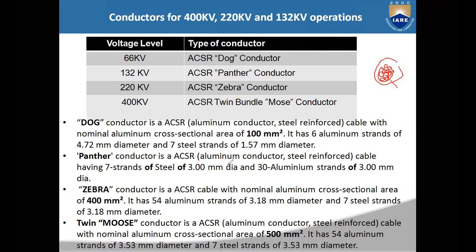Now the number of steel strands will be 7 for this dog type, and for the Panther type also it will be 7 steel conductors, but the diameter is different. In dog type it is 1.5 mm diameter, here it is 3 mm diameter. And how many aluminum strands do you have to use? In dog type you have to use 6 aluminum strands, in Panther type you have to use 30 aluminum strands. And the diameter also: here it is 3 mm and here it is 4.73 mm.